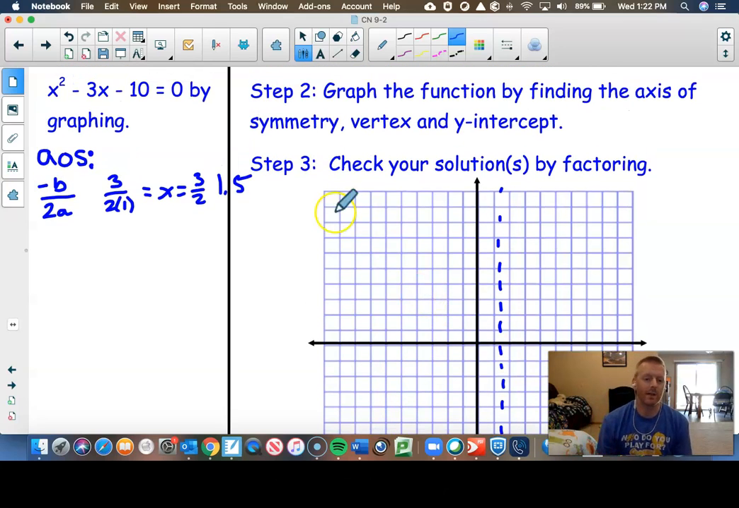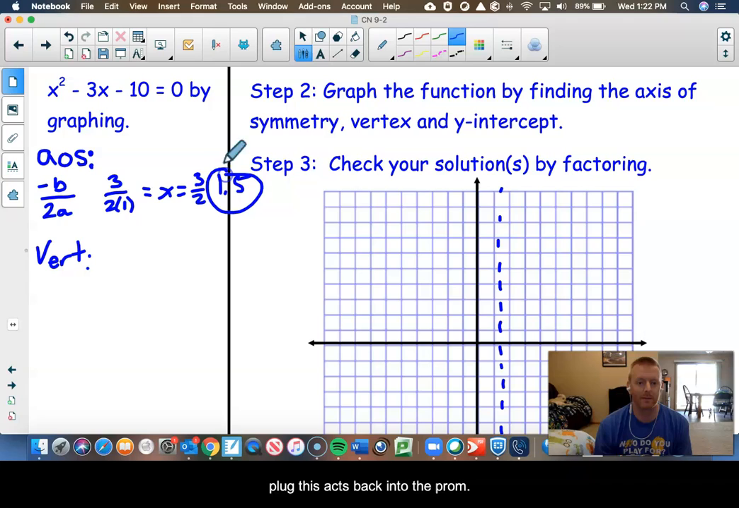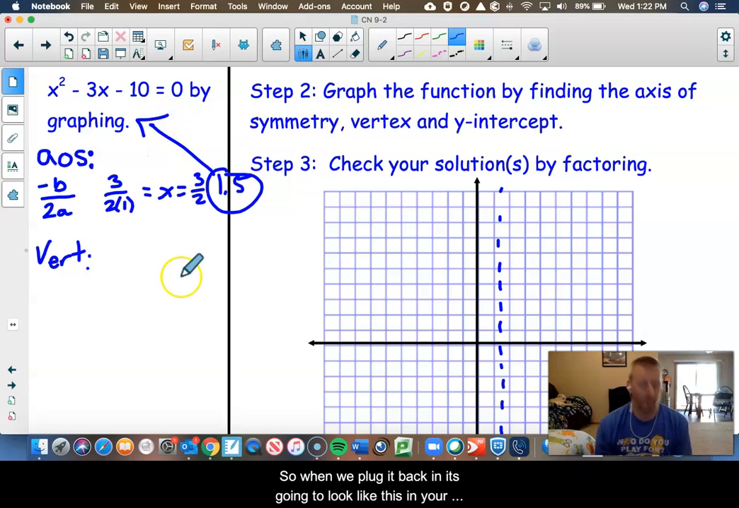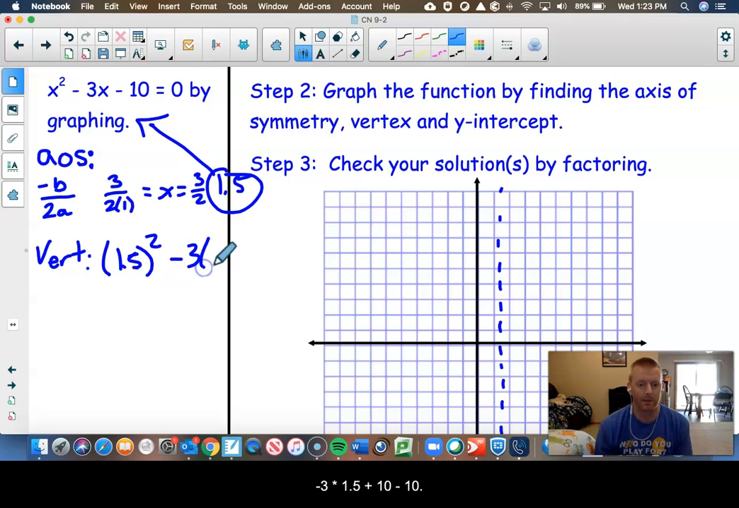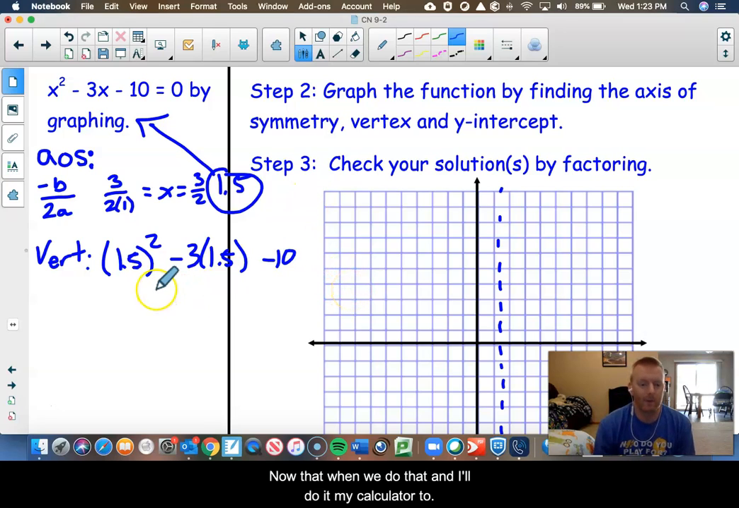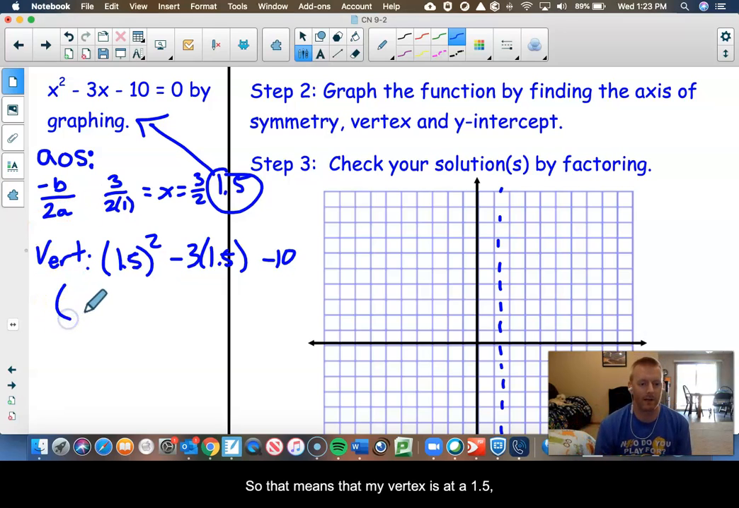Step 2 is to find the vertex. So to find the vertex, we have to plug this x back into the problem. So when we plug it back in, it's going to look like this in your calculators. You're going to type in parenthesis 1.5 to the second power minus 3 times 1.5 and then minus 10. Now when we do that, and I'll do it in my calculator too, we get ourselves a negative 12.25. So that means that my vertex is at 1.5 comma negative 12.25.